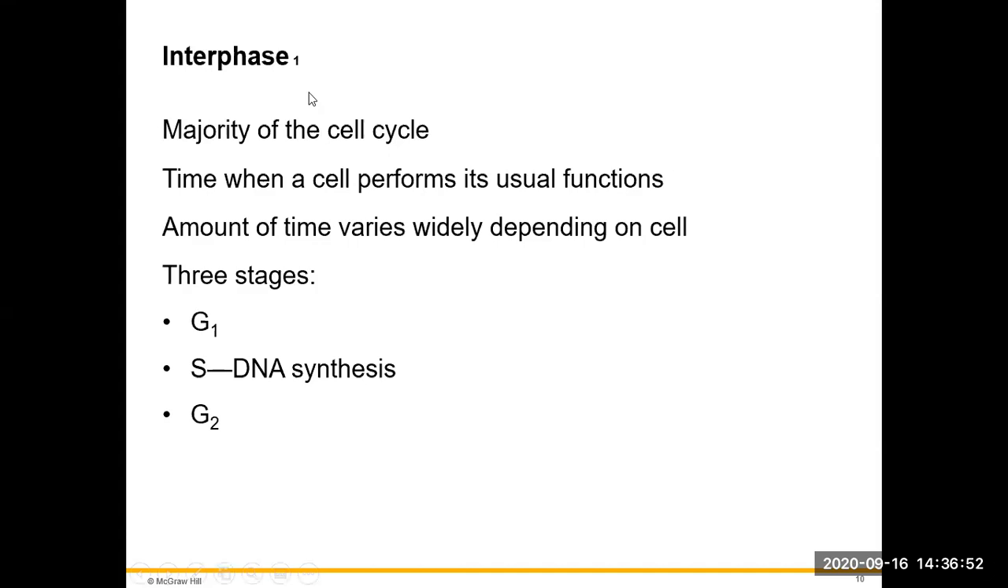Interphase represents the majority of the cell cycle. It is the time when a cell performs its usual functions, and the amount of time varies widely depending on the cell. For example, if it is a cancer cell, it doesn't spend much time in interphase, so it goes through the cell cycle really quickly. And actually, it's like the cell cycle is not manageable. It is uncontrollably high. It goes through G1, S, G2, mitosis again and again and again.